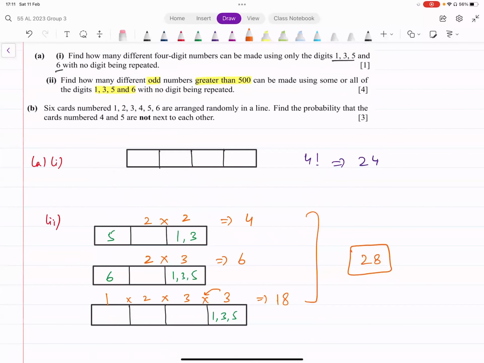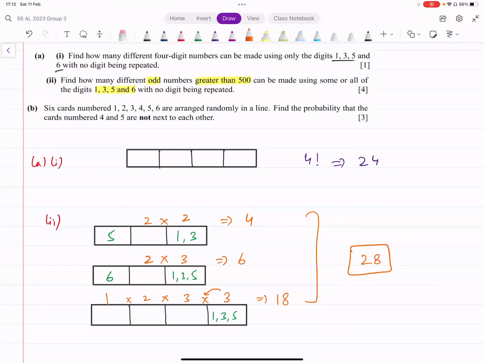Is this all right? Any questions on this? Any problems? No, sir.